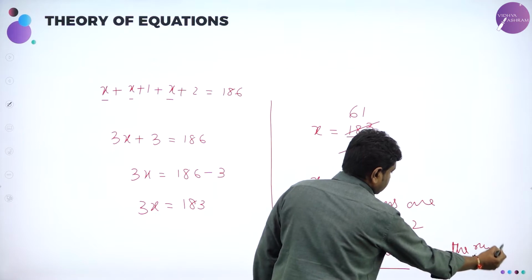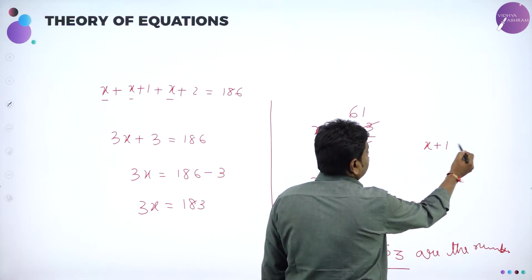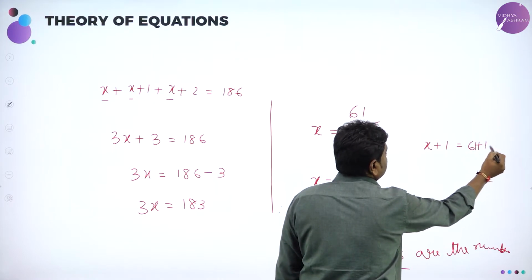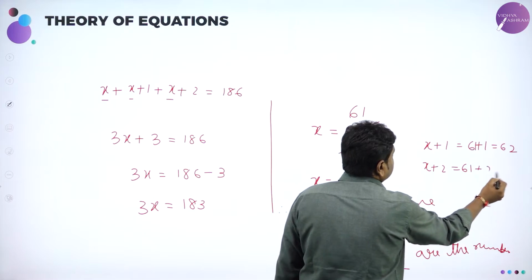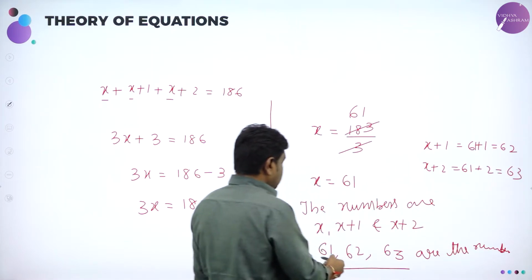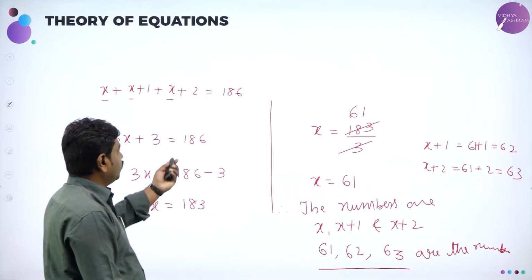I hope all of you understood this. So they told 61. Other number is X plus 1. X plus 1 means 61 plus 1, 62. Other number is X plus 2, that is 61 plus 2, 63. So three numbers are what? 61, 62, 63. These are consecutive numbers. If you add them, definitely you will get 186.